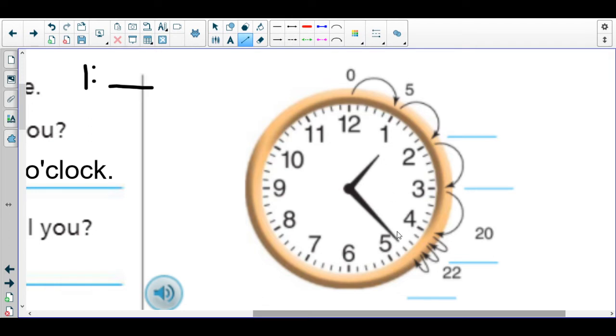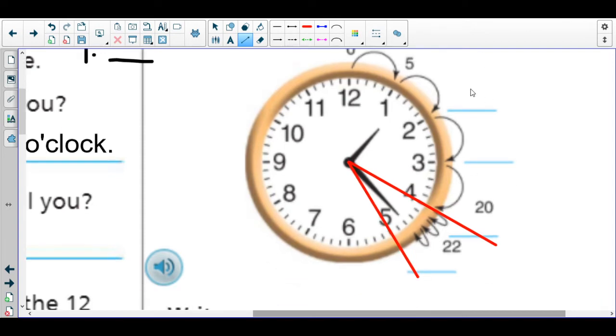The minute hand right here is between the 4 and the 5. So, neat little trick we can do here. Again, I'm going to tell you, if you know your basic facts for multiplying by 5, this becomes very, very simple. Okay? The minute hand is after the 4.